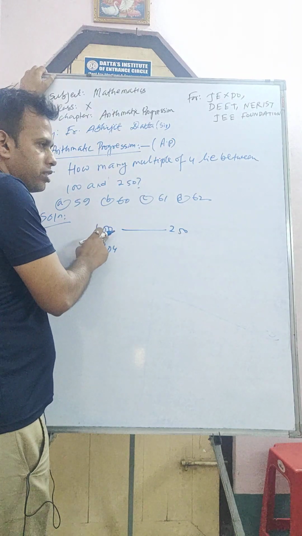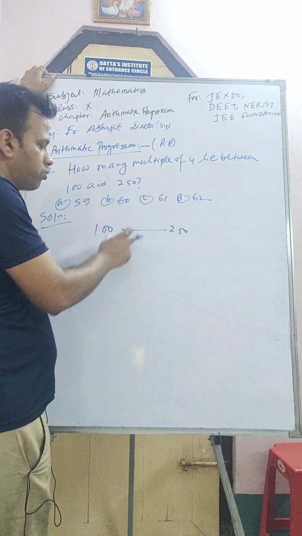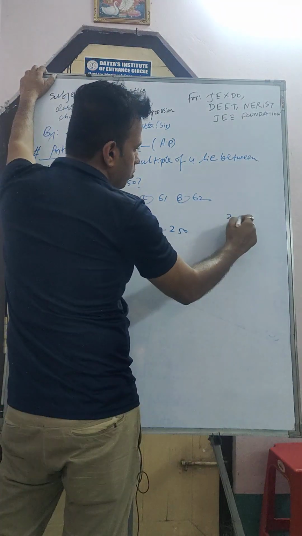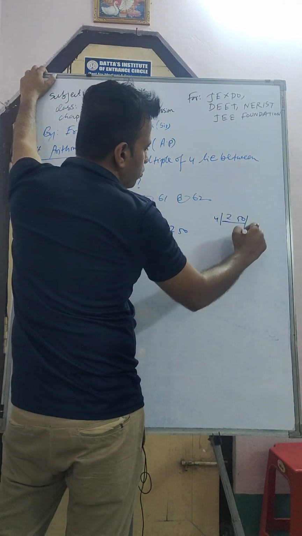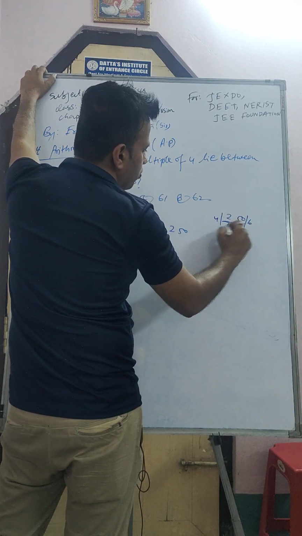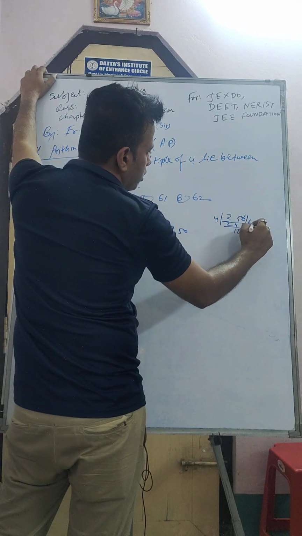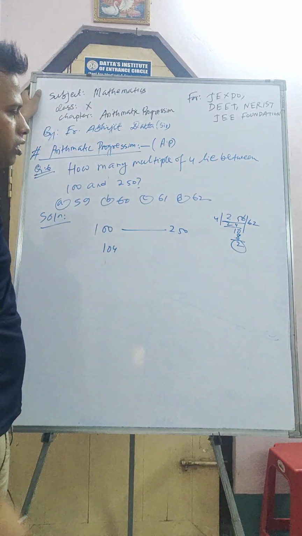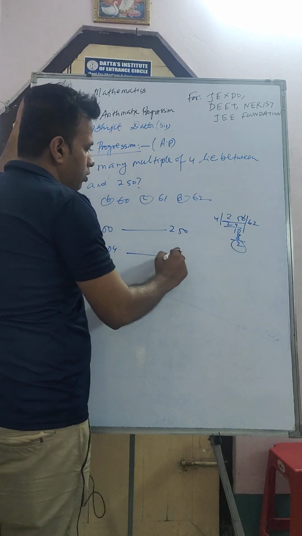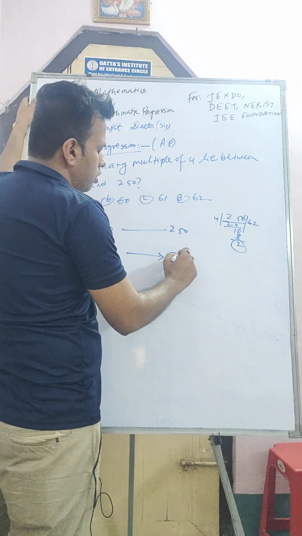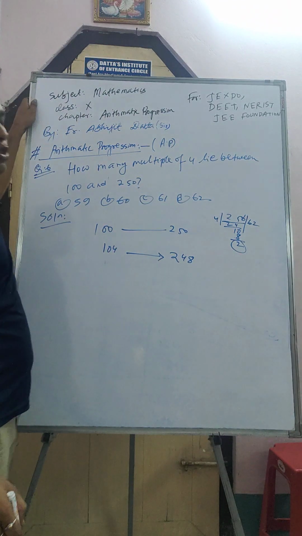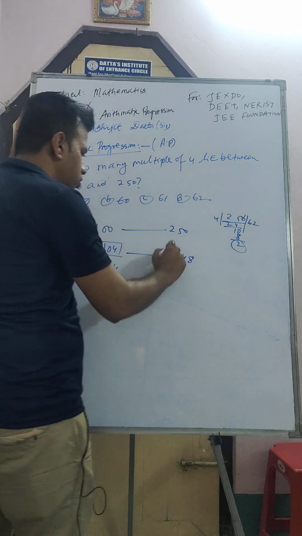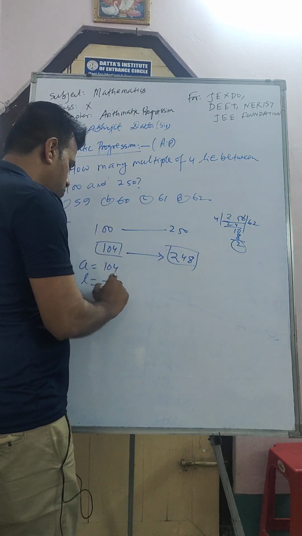100 divided by 4 is 25, and adding 4 we get 104. Here if you divide 250 by 4, the remainder is 2. Subtract this remainder from 250, so the last term that is a multiple of 4 will be 248. Here A is the first term, 104, and L is the last term, 248.